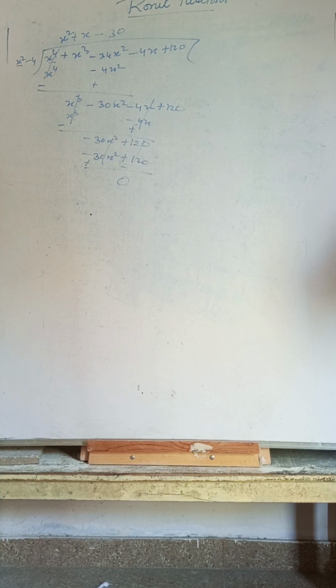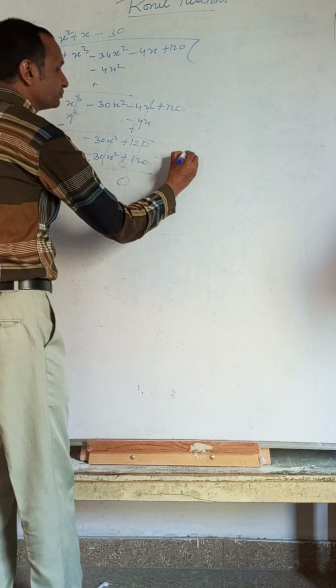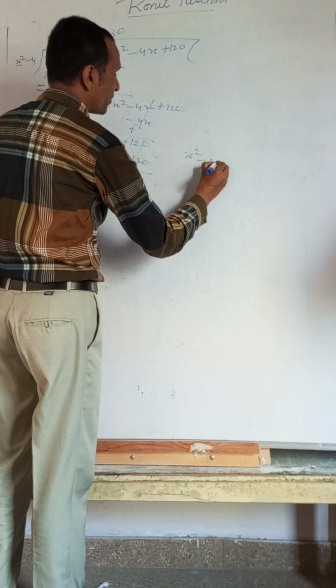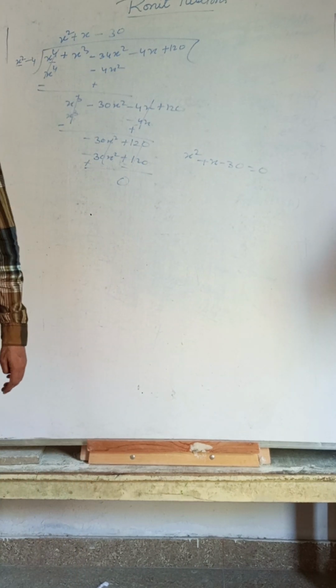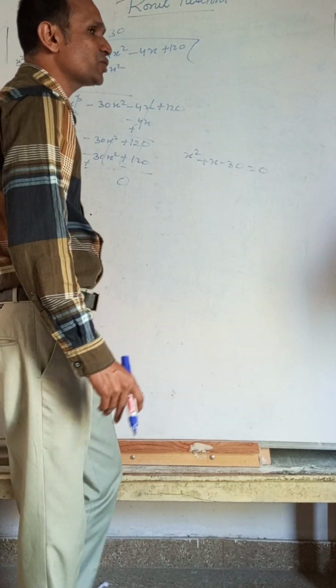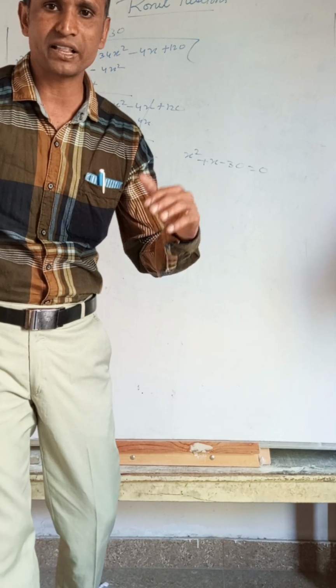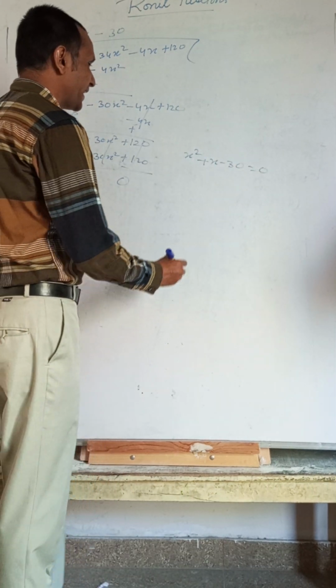So the remainder becomes 0. So we got the quotient as x square plus x minus 30. This is a quadratic equation we got. Now we are finding the zeros of the quadratic equation, by the quadratic formula, by the splitting method, or by the completing the square method. So by the splitting method directly.